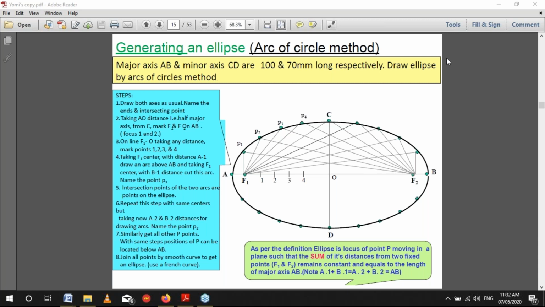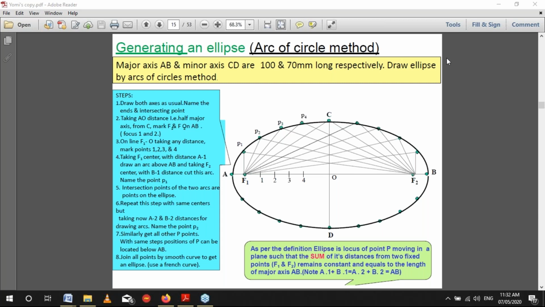Then step 5, the intersection points of the two arcs are points on the ellipse. Then step 6, repeat these steps with the same centers, taking now A2 and B2 distance for drawing the arcs, and name the point P. You can name it whatever you want, but I named this P. All you need to do is follow the steps and let me know the steps you take, so I'll be able to measure it and see that everything is well done.